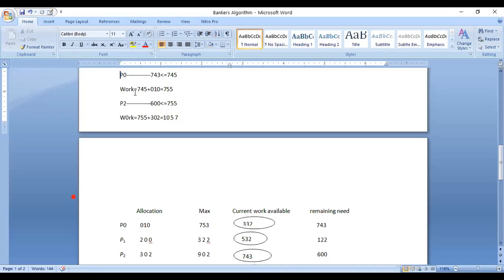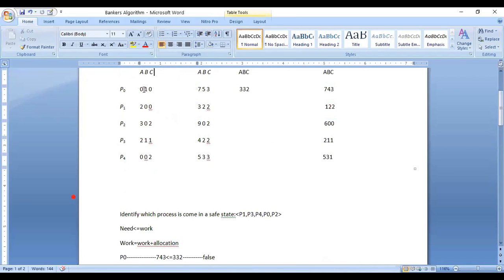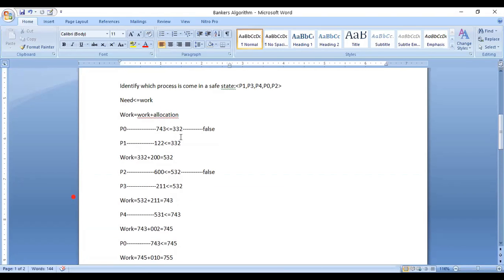Then you have to calculate work is equal to work plus allocation. So what is the work? Currently resources available, that is 745, plus what is the allocation value for P0? 010. So both are added. 745 plus 010 is nothing but 755. So P0 also completed its execution, so again it will enter into the safe state. See here, P0 also enters the safe state.